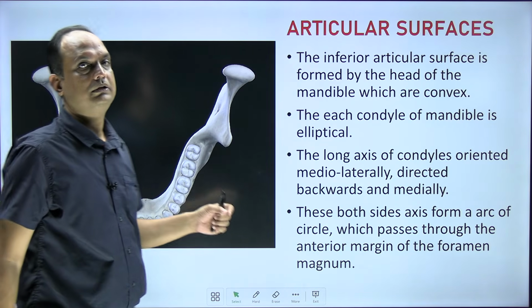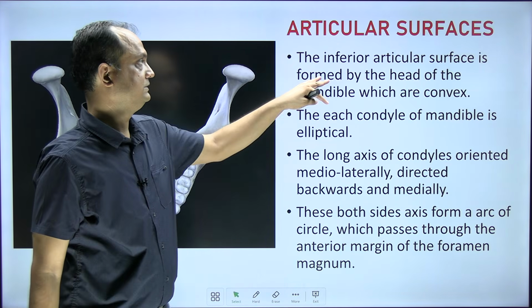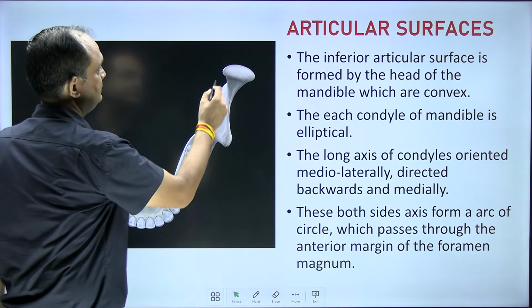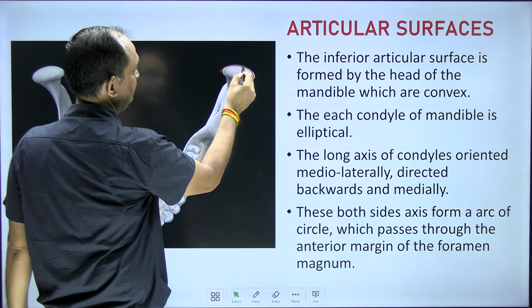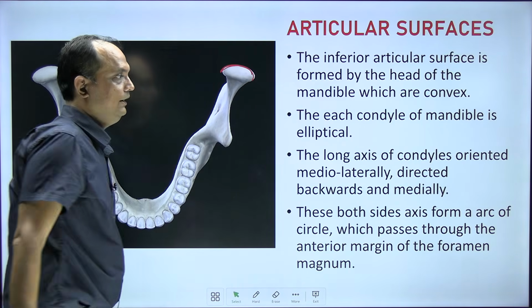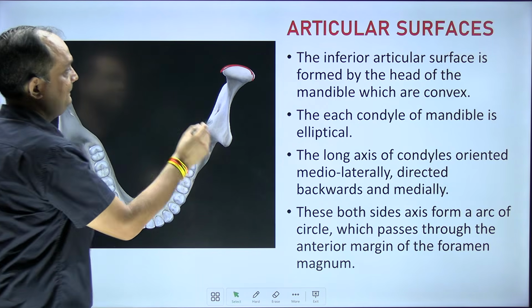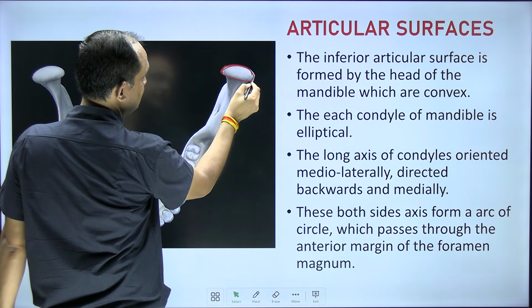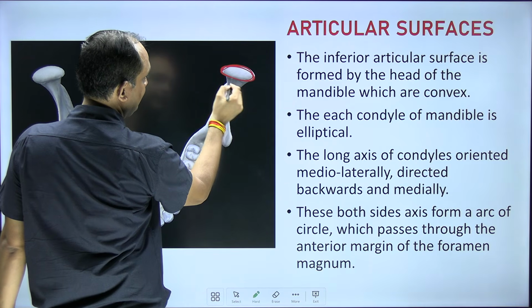Now what about the inferior articular surface? The inferior articular surface is formed by the head of the mandible. When you see the head of the mandible, this head is elliptical. So if you see, it is elliptical in shape. Clear?